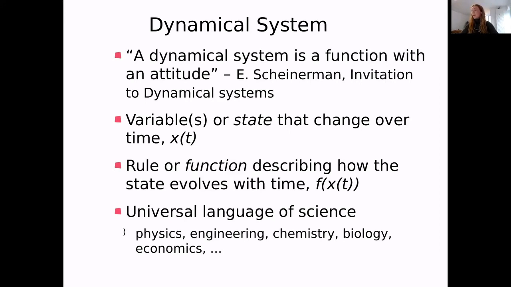And if there's something unclear today and it's all really unclear to you, maybe it's worth taking a look at this book. Okay. So when we have a dynamical system, we have variables, or we also call it state. And this state somehow changes over time. And we denote this as a function x that varies over time t, right? And we also have a rule or function that describes how the state evolves with time. Usually this is a function of the state itself. So it's f of x, and x then varies with the time.